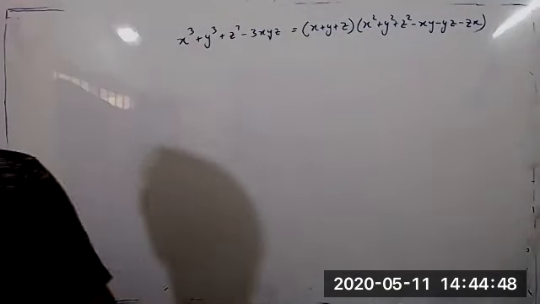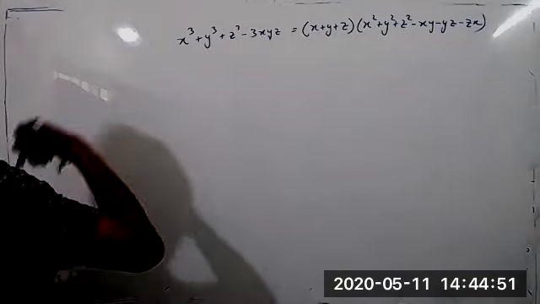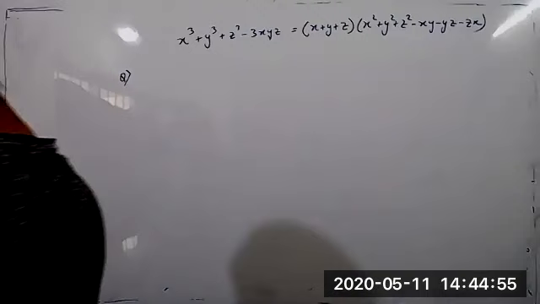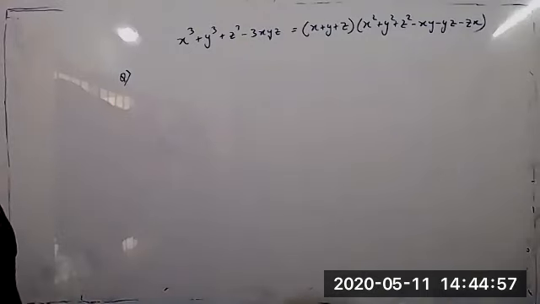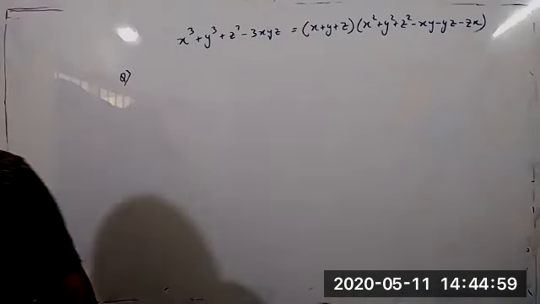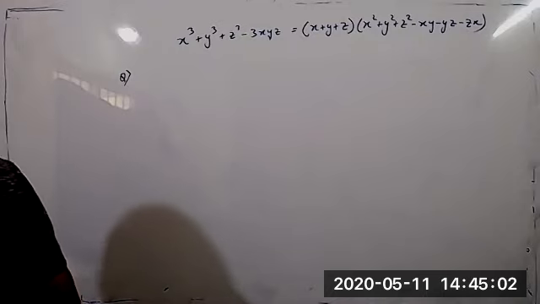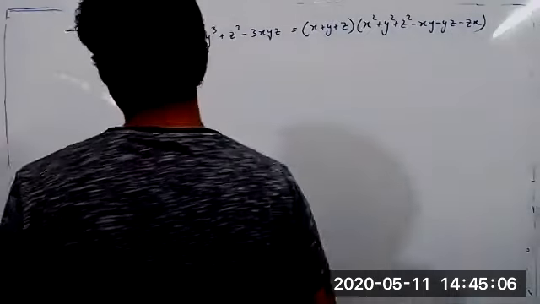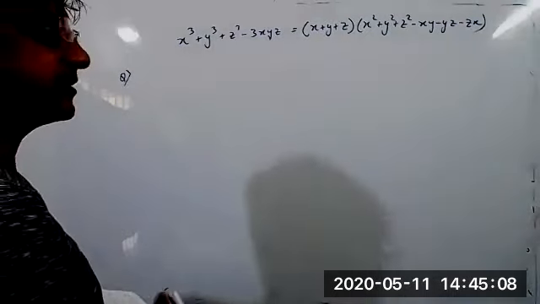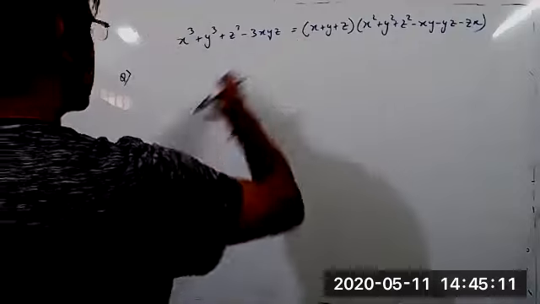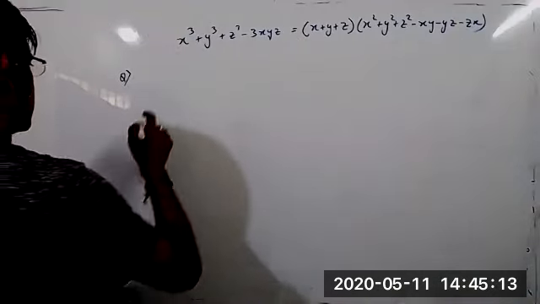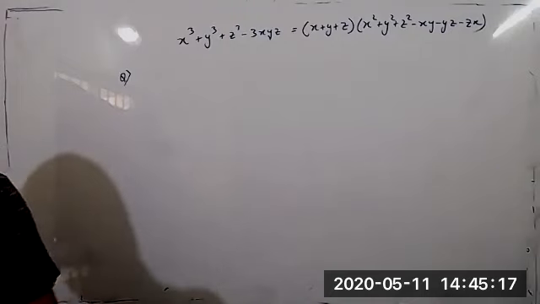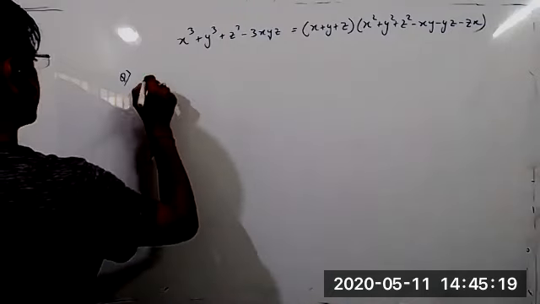I'll take the first one. We write the heading of exercise 3G. Whatever is your understanding, you can write it. This exercise is based on this identity. It's not a new chapter. It's the last topic of the current chapter which we are doing. So we'll be doing sums only from the exercise.